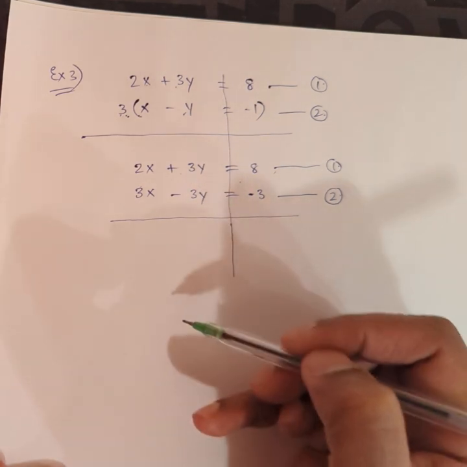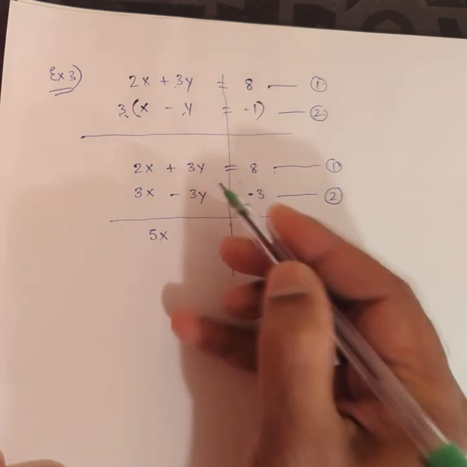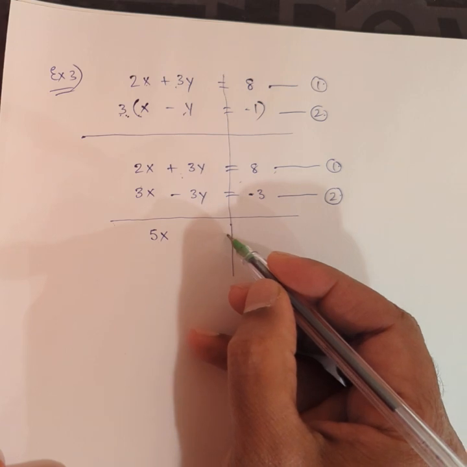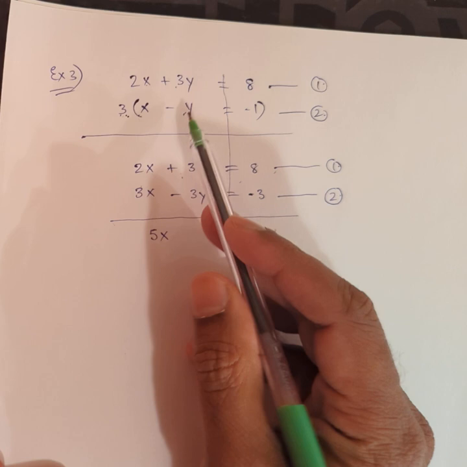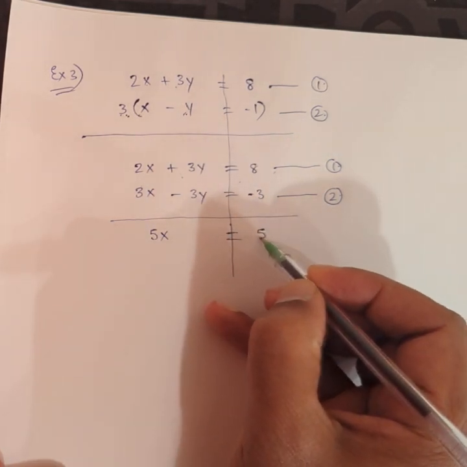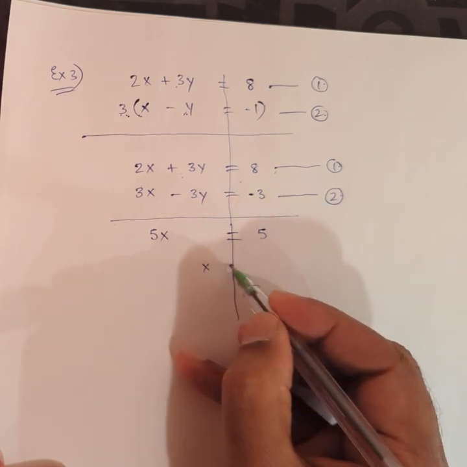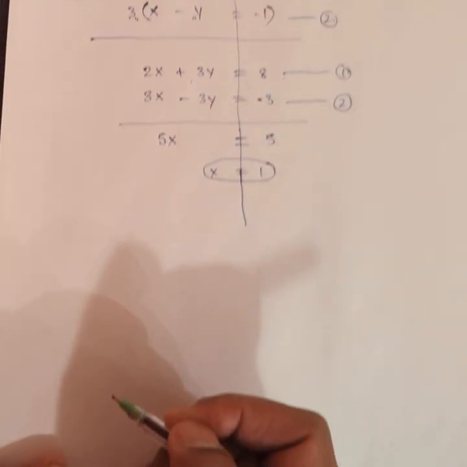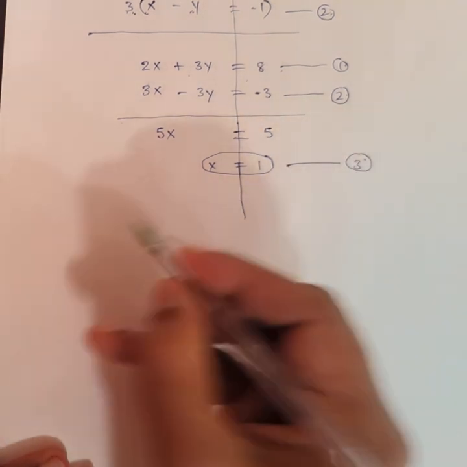So now we are ready to add. 2x plus 3x is 5x. Plus 3y minus 3y cancel each other out. That was the whole point of multiplying by 3, to get that negative 3y instead of just negative y. And 8 minus 3 is 5. Perfect. So divide both sides by 5, and you get x equal to 1. This is half of our answer. Call this equation 3.